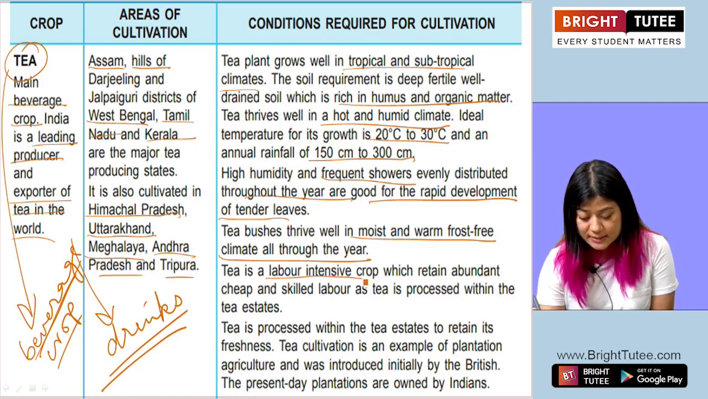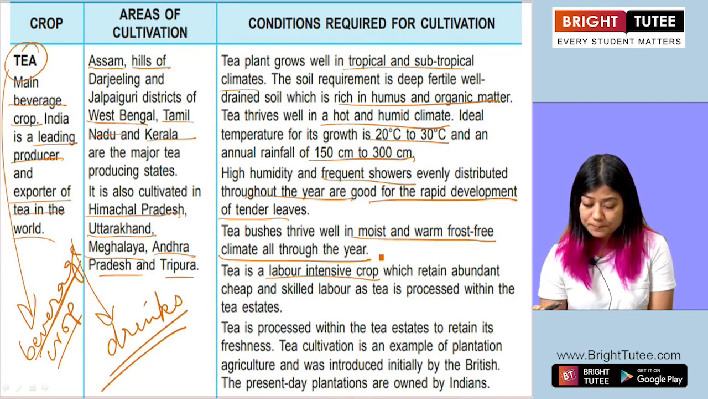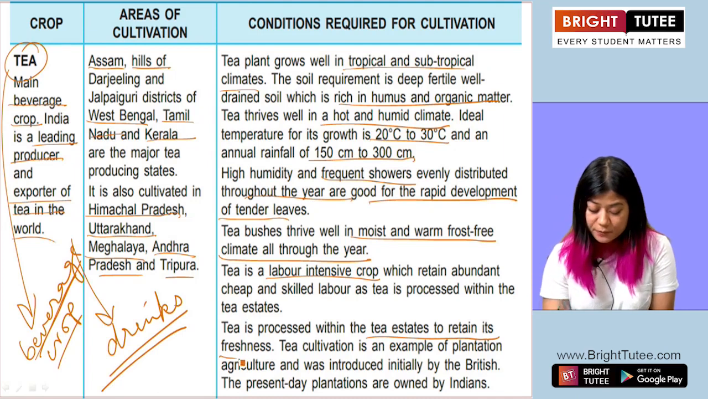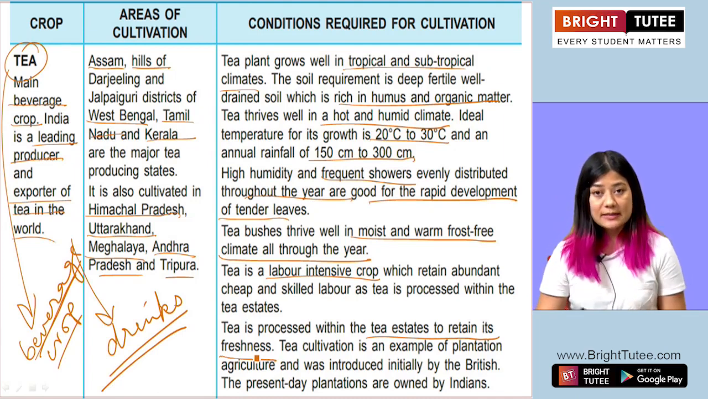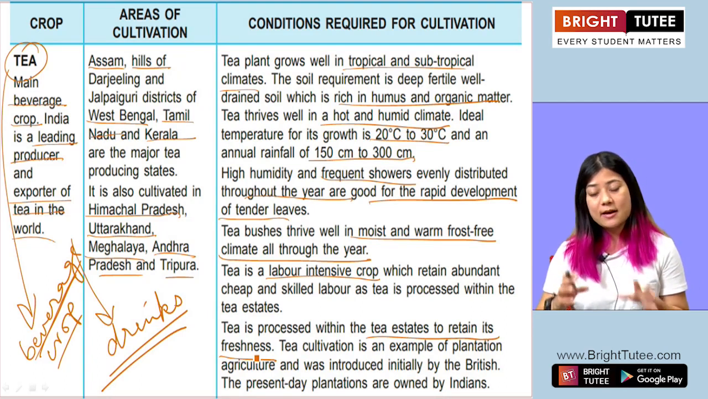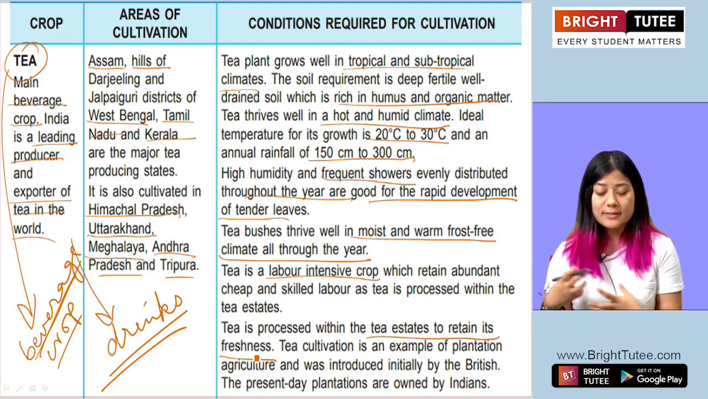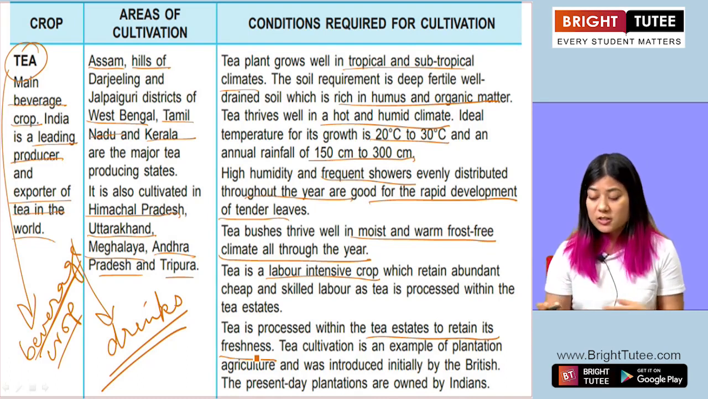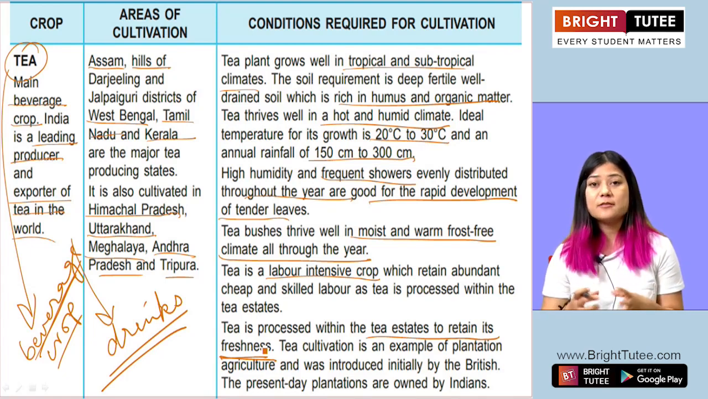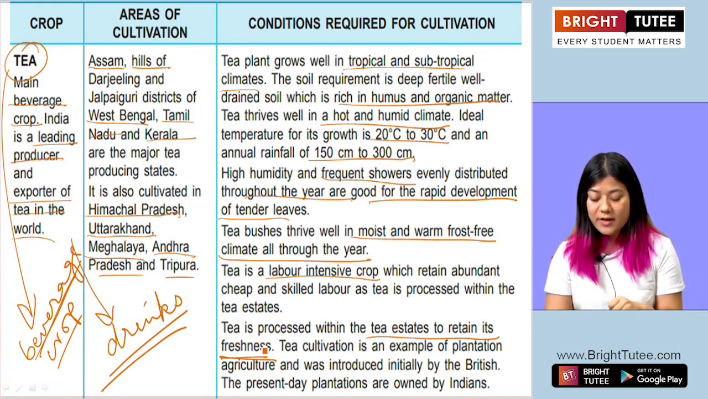Tea is a labor-intensive crop, which means a lot of workers are required for its cultivation. Tea is processed within the tea estates to retain its freshness. So, whenever there is a tea plantation in an area, that area also includes a processing facility or factory where it is processed. This is done because the freshness of the tea is retained. If the factory is built somewhere far away from the tea estate or plantation, then the freshness does not remain intact.